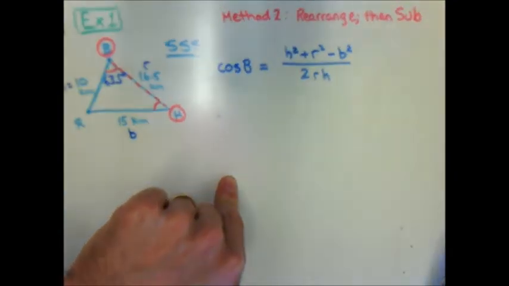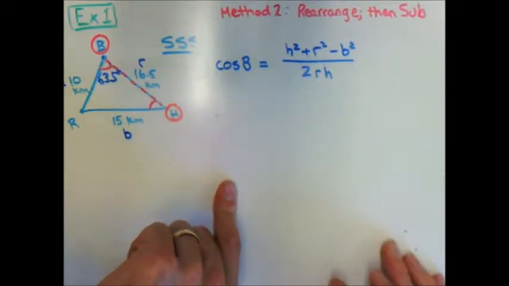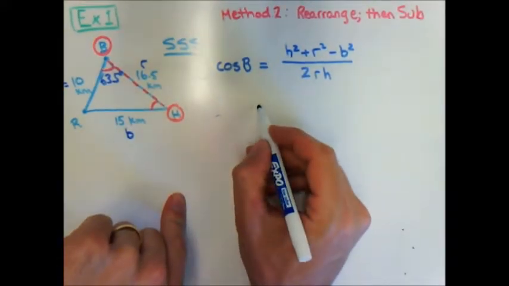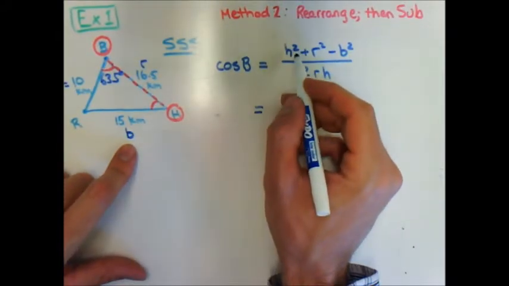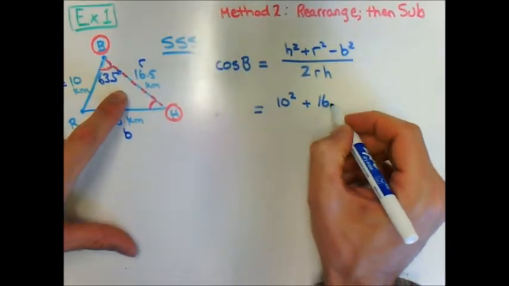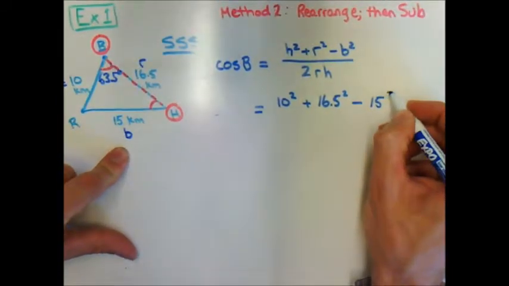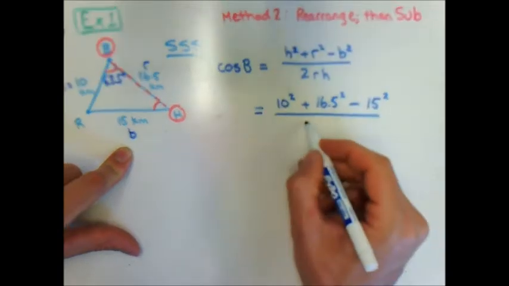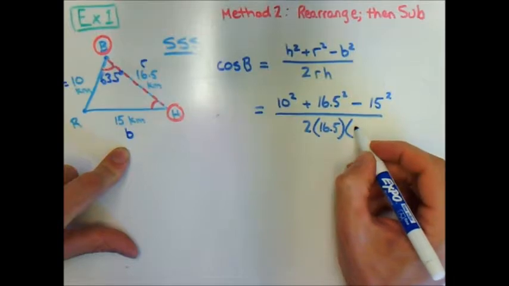Couldn't you use that method for the first one? This is the first one. We're literally doing the first one again, using a different method. Yes, we're solving for angle B. Okay, good. So now we have our cosine formula. So all we have to do is sub in our known information. Well, we know that h is 10, so we've got 10 squared. We know r is 16.5, and we have that squared. Then we're going to subtract b squared, which is 15 squared, and that's going to be all over 2 times 16.5 times 10.